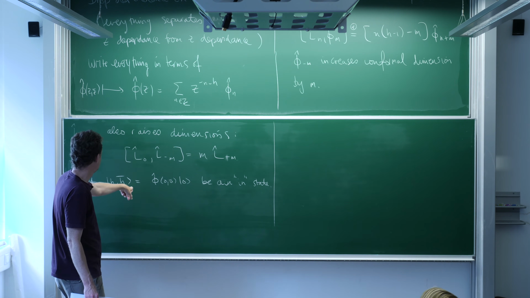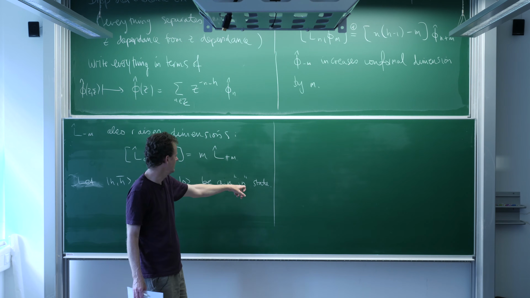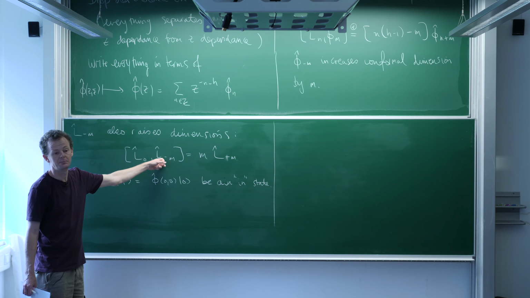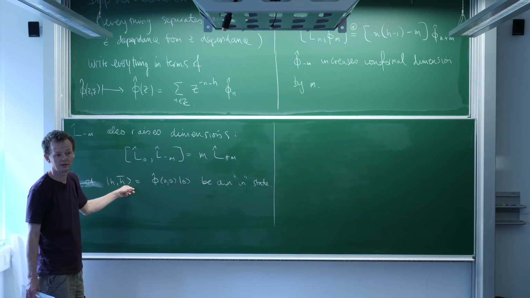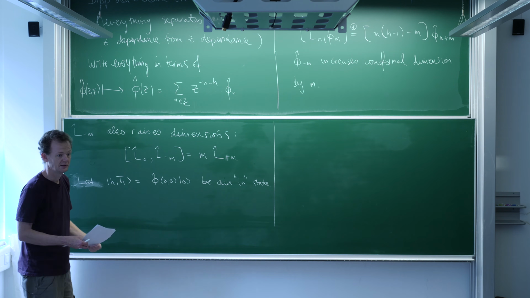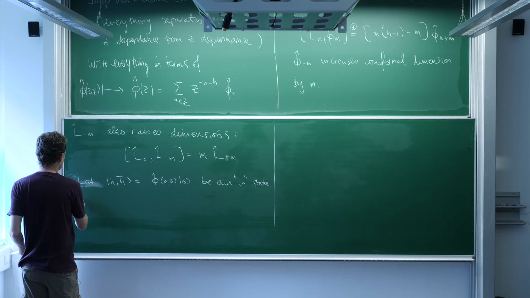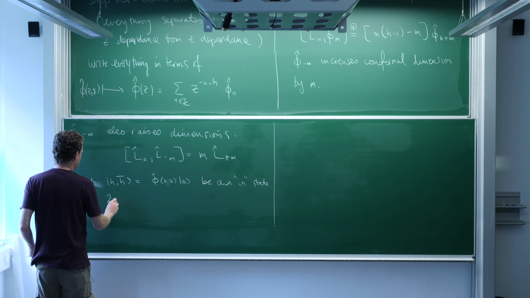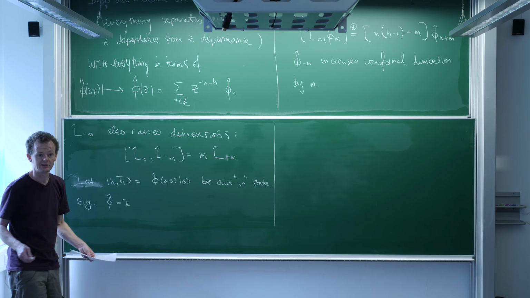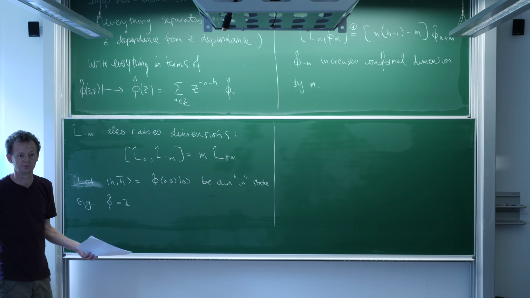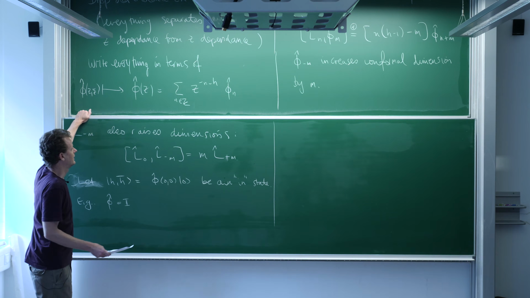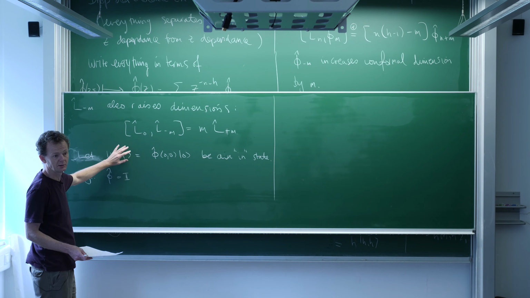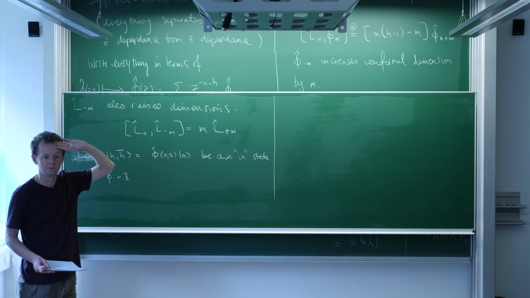And the way you build it, well, you start with your favorite in state, and then you start applying L minus m's to this state, and that constructs things called descendants. Now you could choose phi to be the identity, right? That's a perfectly valid in state, it's called the vacuum. So everything I say will extend just to the sector found by deforming the vacuum by space-time deformations.